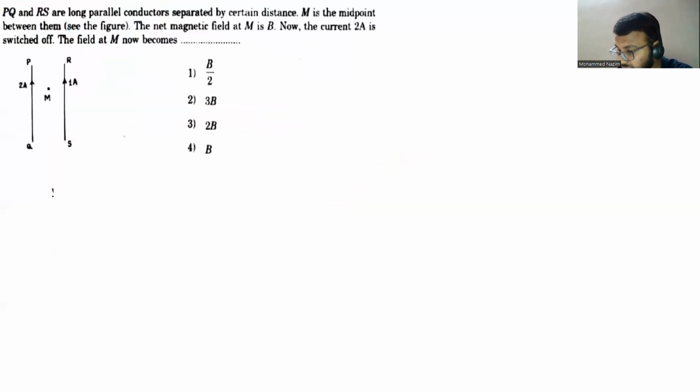Next question, PQ and RS. There are two wires. They are two long parallel wires separated by a certain distance. M is the midpoint between these. The net magnetic field at M is given to be B. Now the current 2 ampere is switched off. Then the field at M now becomes?